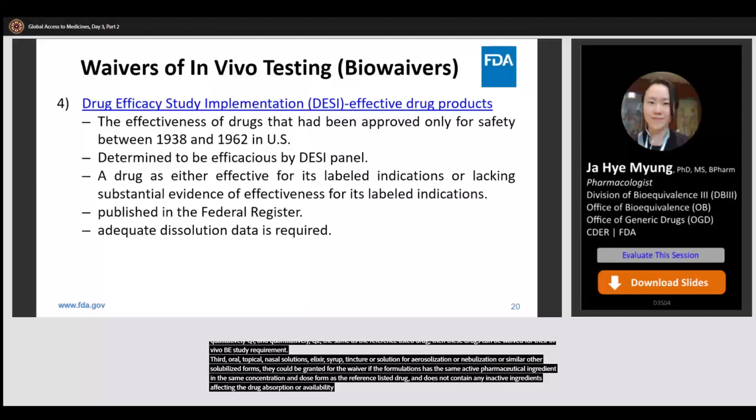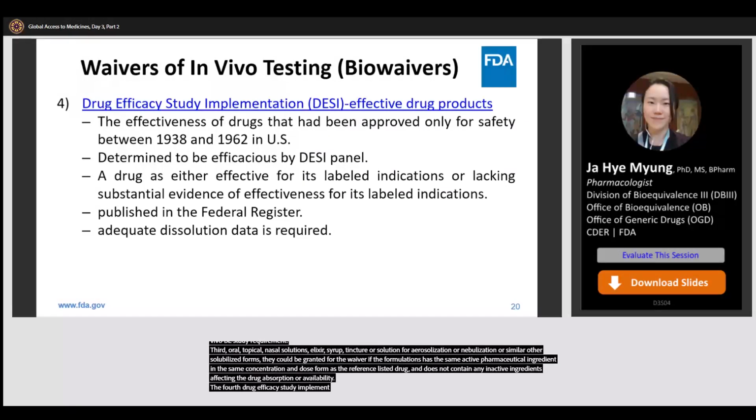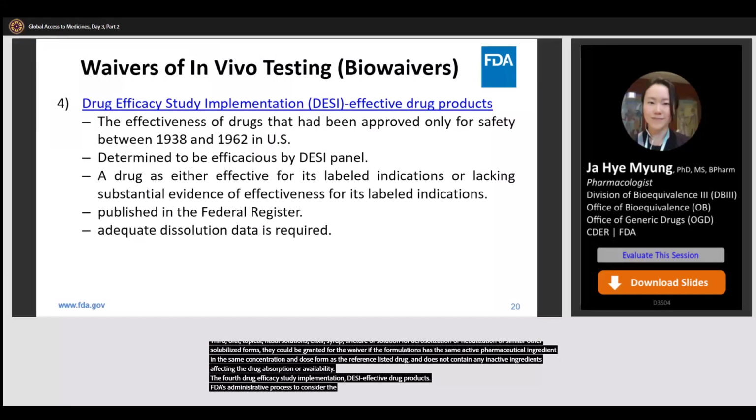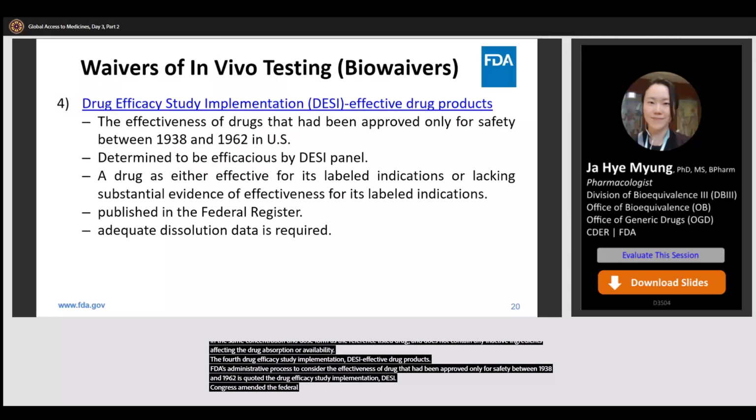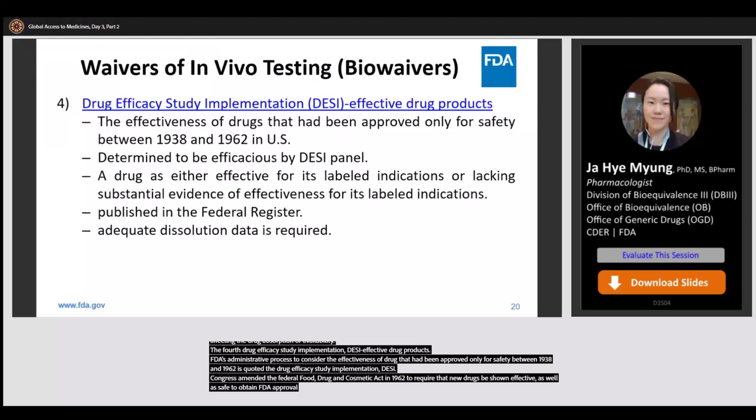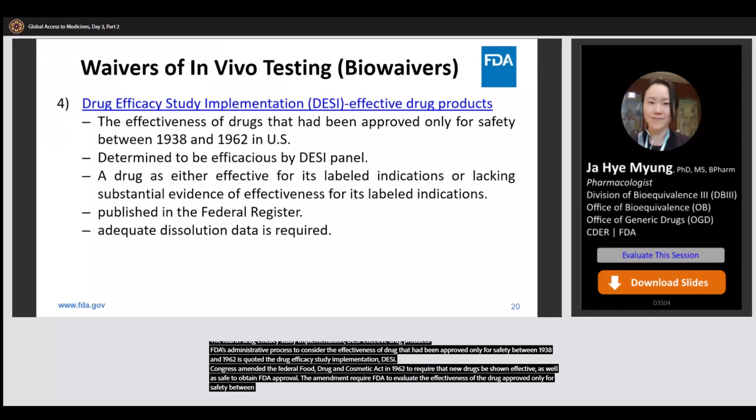The fourth is Drug Efficacy Study Implementation, DESI, drug products. FDA's administrative process to consider the effectiveness of drugs that had been approved only for safety between 1938 and 1962 is called the Drug Efficacy Study Implementation, DESI. Congress amended the Federal Food, Drug, and Cosmetic Act in 1962 to require that new drugs be shown effective as well as safe to obtain FDA approval. The amendment required FDA to evaluate the effectiveness of drugs approved only for safety between 1938 and 1962, when Congress enacted the act requiring new drugs be shown safe prior to marketing.